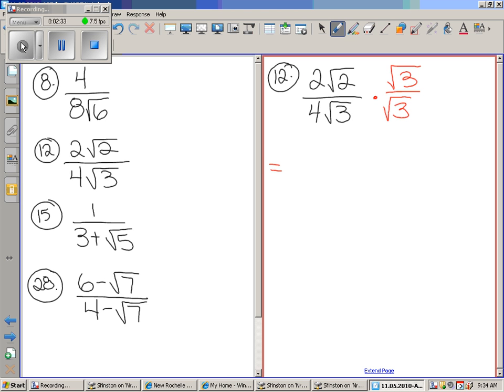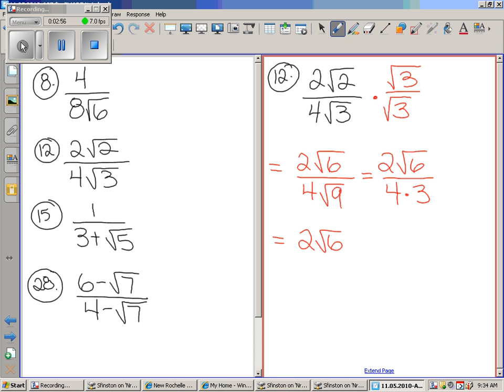Okay. Whenever you multiply two radicals, you multiply their numbers underneath. So the top is 2 square root of 6 over 4 square root of 9. That's 2 square root of 6 over 4 times the square root of 9, which is 3. This becomes 2 square root of 6 over 12. There is no addition subtraction going on once again. You can just reduce these two terms, and you get the square root of 6 over 6.